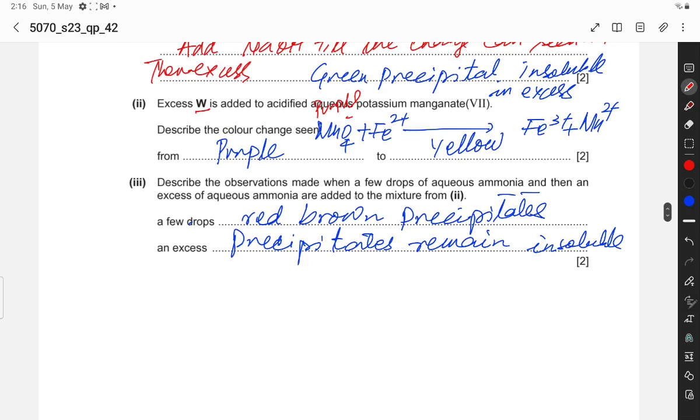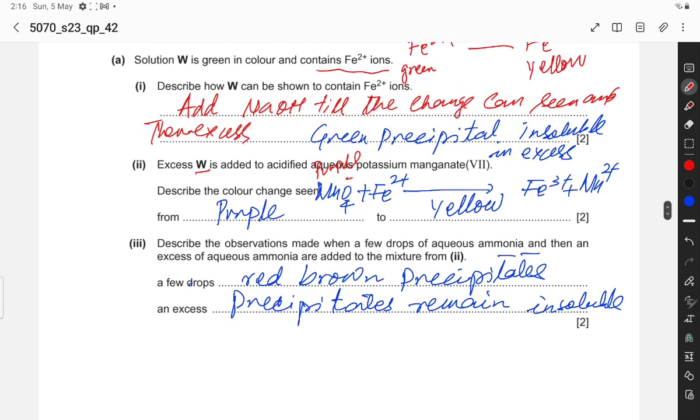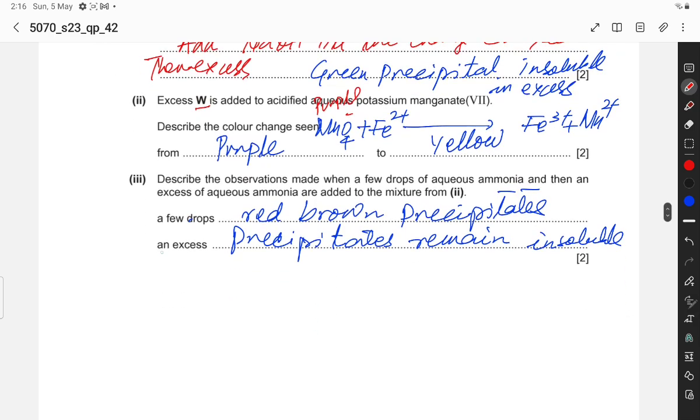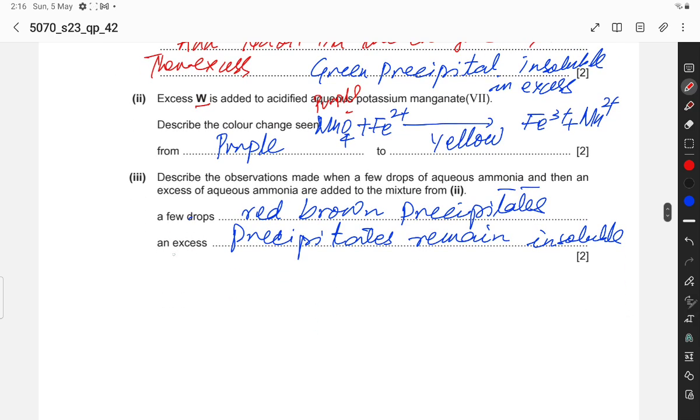Describe the observations made when a few drops of aqueous ammonia and then an excess of aqueous ammonia are added to the mixture from 2. With a few drops, a red brown precipitate forms because iron 3 is present. Now iron 3 is present in this solution. So a red brown precipitate forms which remains insoluble in excess ammonia.